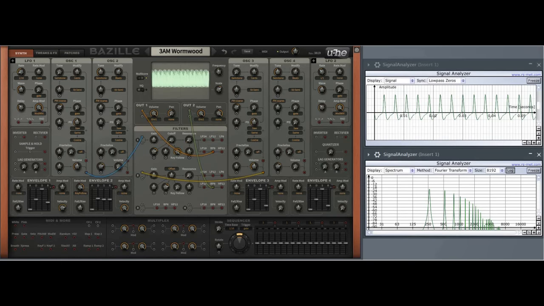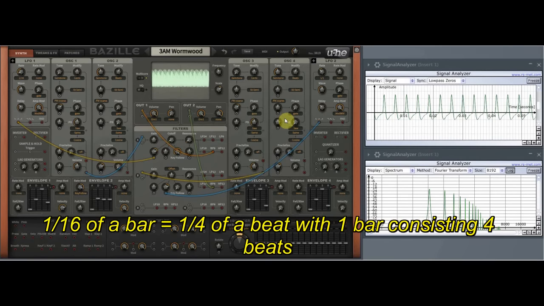Let me talk about the modulations in the patch. The filter cutoffs are modulated by LFOs. LFO1 modulates the cutoff of filter 1 and LFO2 is connected with filter 2. Both LFOs differ in the LFO rate, with LFO1 running faster than LFO2. Both LFOs are synchronized to the host, LFO1 to a quarter of a beat and LFO2 to a whole bar.